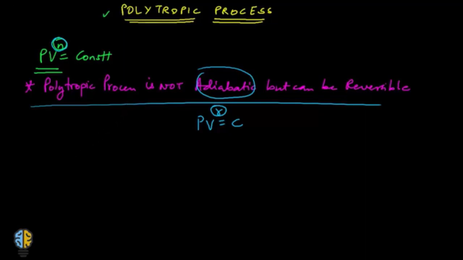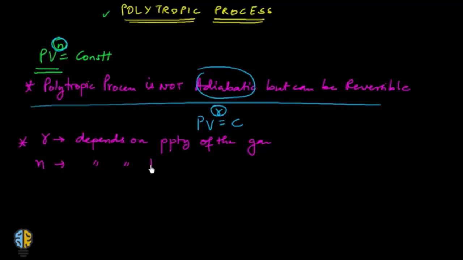So let's mark this as point number 2. Gamma is a part of the adiabatic process, so it depends upon the property of the gas. n does not depend upon the property of the gas, whereas n depends upon the process that is taking place. So for every process, you will have a different or unique value of n.